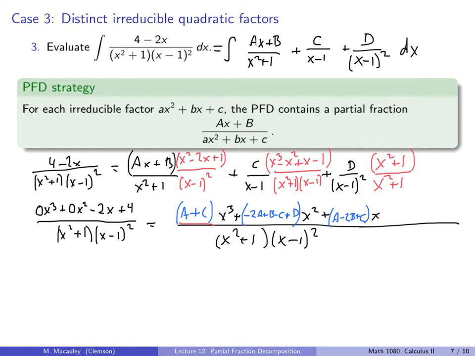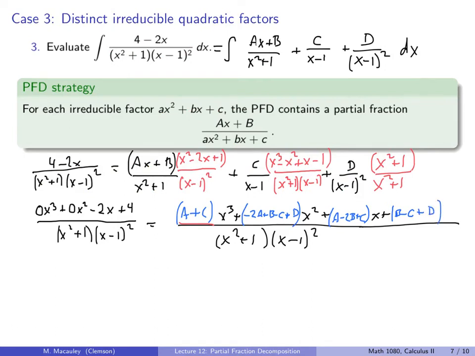I hope I have enough room for my constant term. So what are my constant terms over here? We have, a is not going to have any constant term because there's an x in front of it, but we have a b times 1, so we have b. We have a c times negative 1, so we have minus c, and then we have a d times 1, so we have plus d.